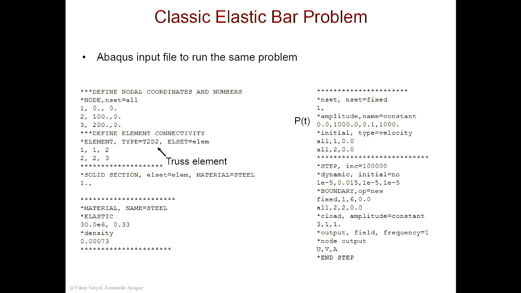Then I'll have 3, 1, 1.0. And this 1.0 will get multiplied by this 1,000, and it's going to use this amplitude. This is basically saying 1,000 pounds at time equals zero, 1,000 pounds at 0.1 seconds. So it's keeping it constant. You define that. If I give you a sine input, you will input that sine curve in there, and you'll reference it here with 1.0. And then I just get the node output. I ask for velocities and accelerations and displacements. I ask for all of them.